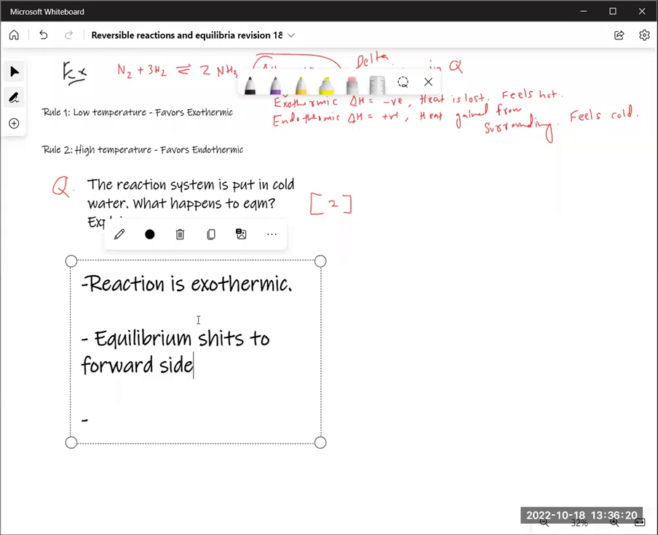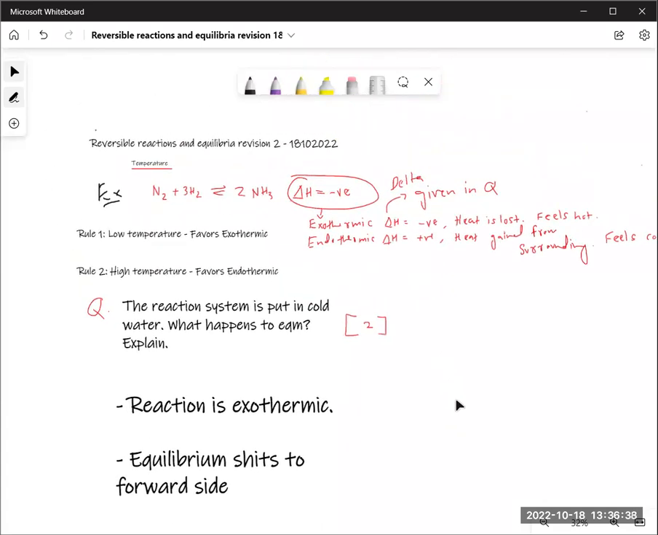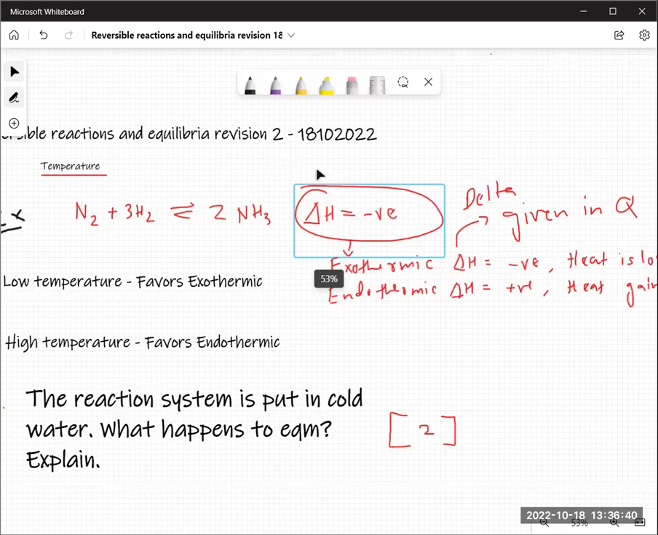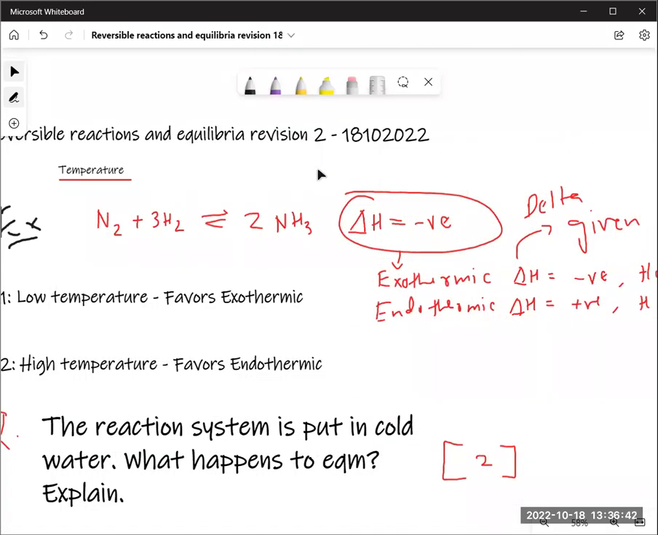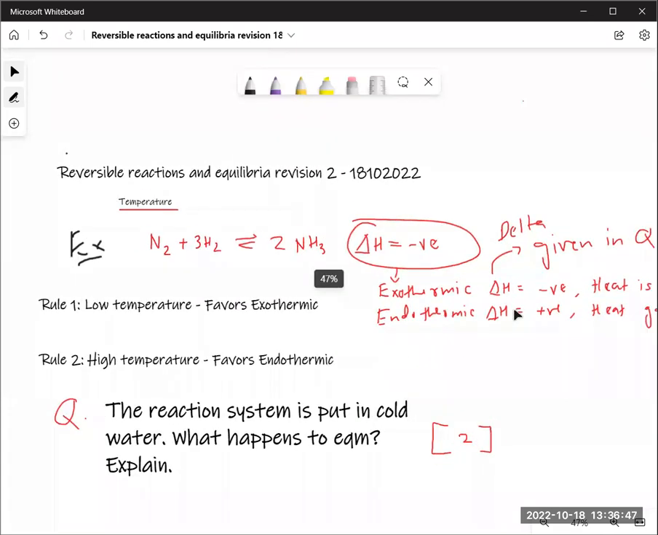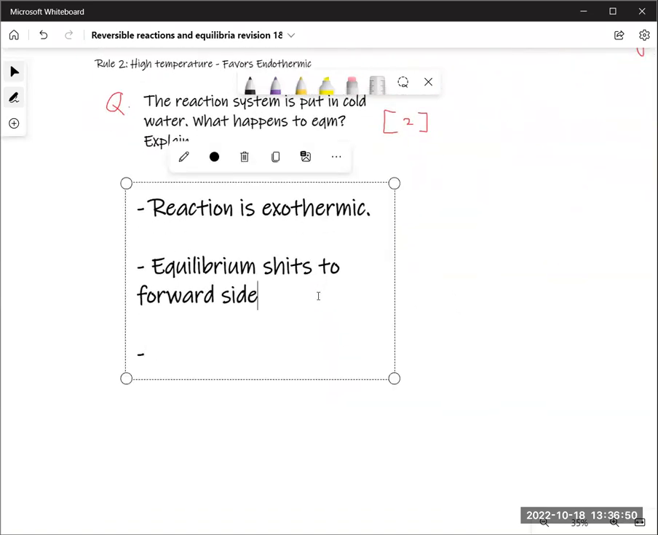We don't say shifts to the exothermic side, Manvi. Why? Because we have to tell the examiner which side is exothermic. If they won't give us an equation to base this off, if it's a general question, the examiner won't know. That will never be a general question. It will always be with an equation and context given to you. The equilibrium shifts to the forward side.